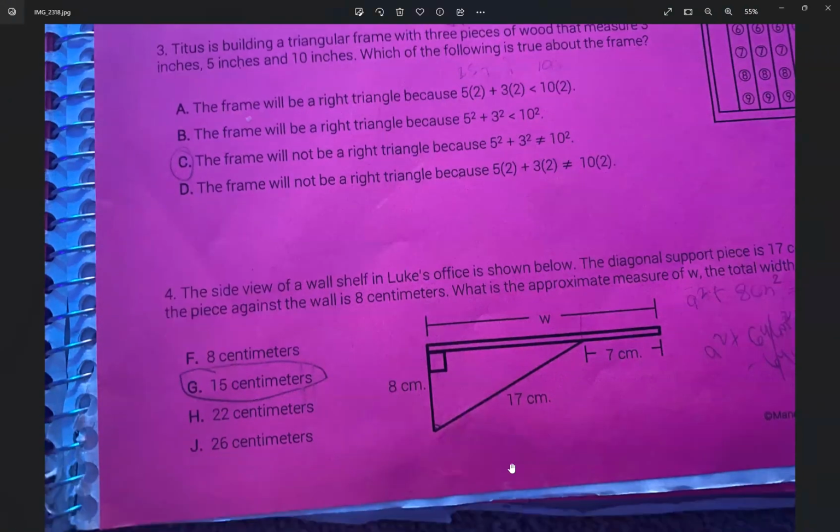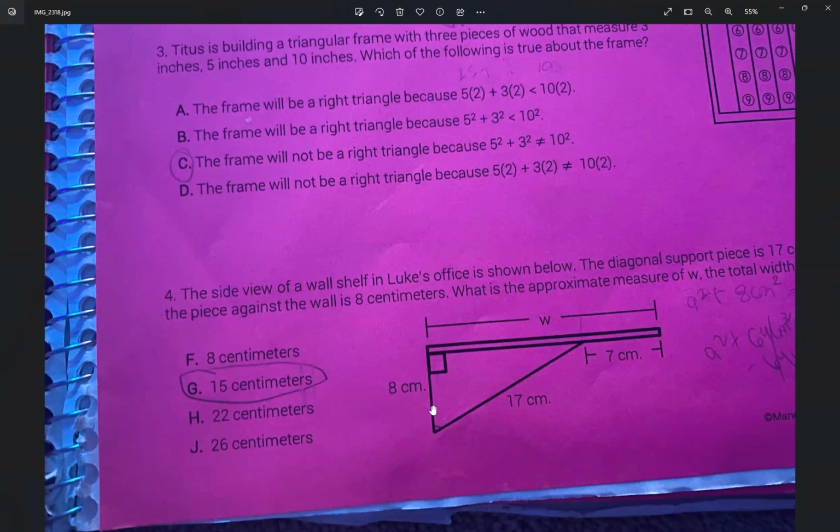4. The side view of a wall shelf in Luke's office is shown below. The diagonal support piece is 17 centimeters. The piece against the wall is 8 centimeters. What is the approximate measure of W? Total width. Okay, so they're saying this is 7 right here, this is 17 right here, this is 8 right here. How can we find this right here? How can we find from here to here?